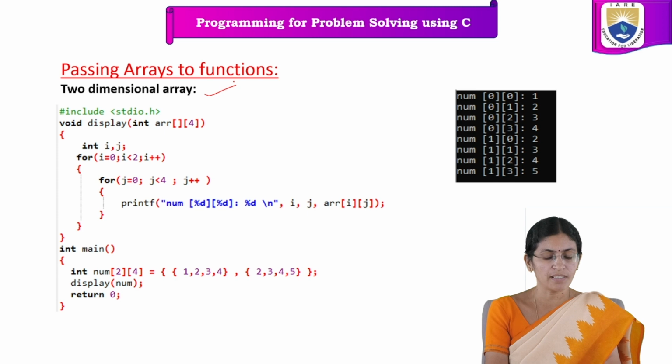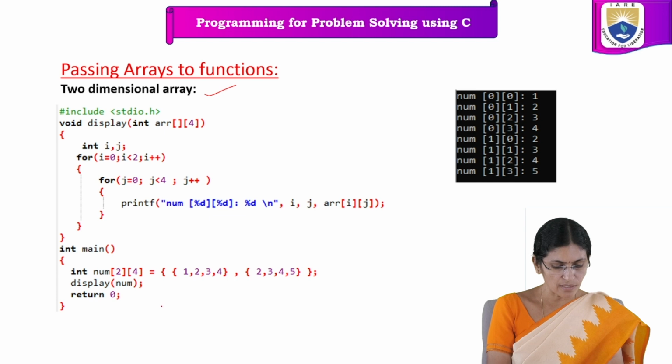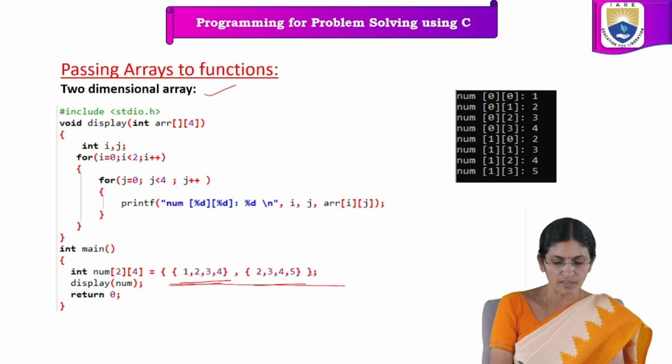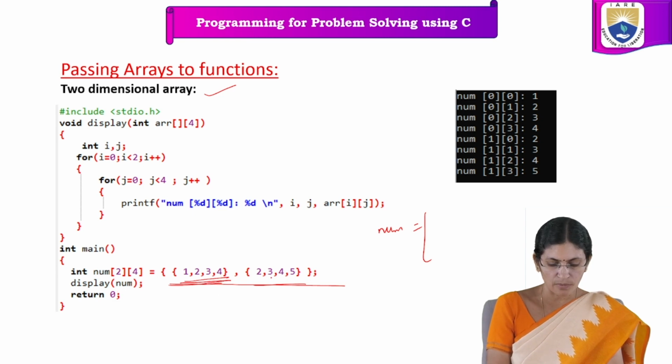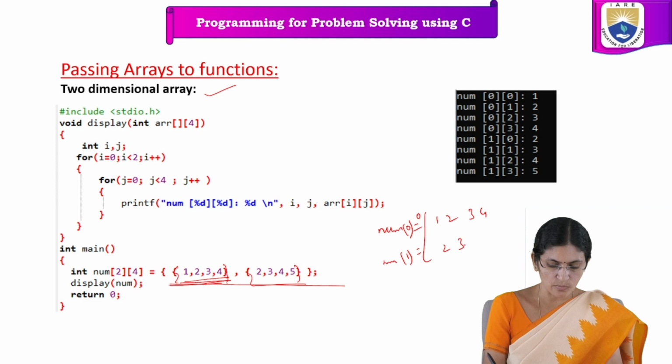As we pass a single dimensional array to a function, we can pass a two-dimensional array also to a function. So let us see how we can do this. This is a two-dimensional array, where we have 2 rows and 4 columns. You can see here, these are the elements of the matrix. So we have a matrix num and these are the elements. This is the first row and these are the second row elements. Here we have num of 0 and num of 1. So 1, 2, 3, 4 and this one is 2, 3, 4 and 5.